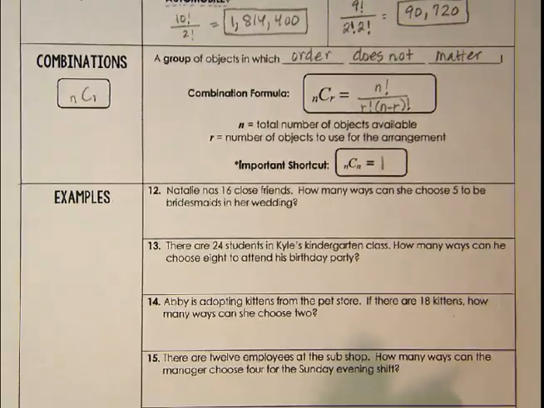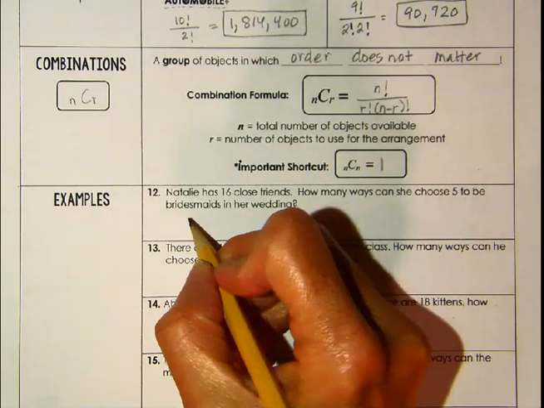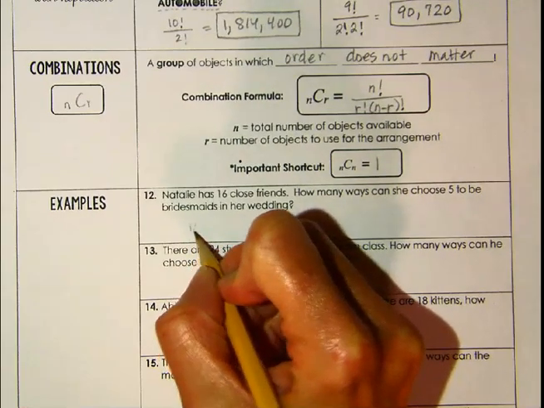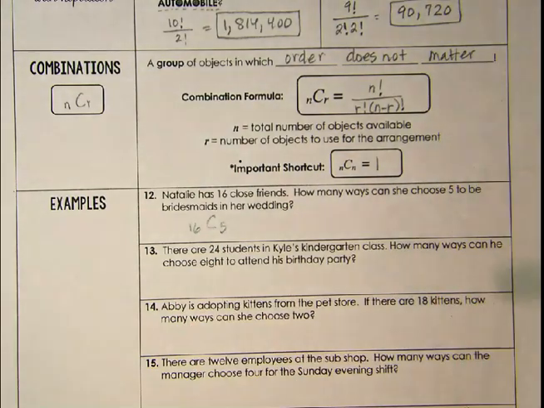So on number 12, Natalie has 16 close friends. How many ways can she choose 5 to be bridesmaids in her wedding? So on this one, it's not important who was asked first or second or third or fourth. They're still all bridesmaids. So that's why it's a combination. So 16C5. And then you put that in your calculator.